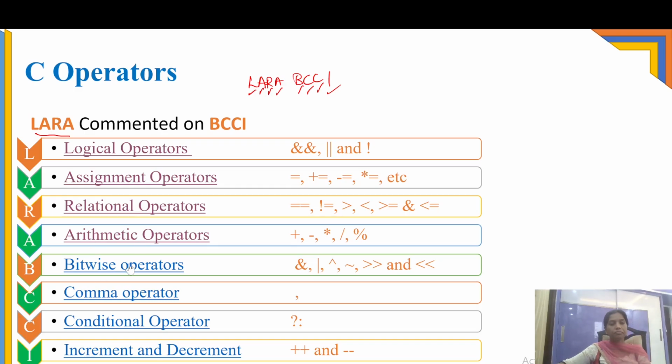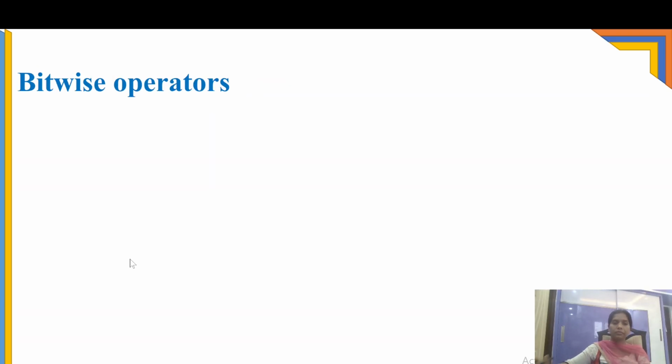Next, bitwise operators. Bitwise and, or, not, left shift, right shift. These are the different bitwise operators. We have seen and in logical operators also, right? Here also and, bitwise and. So then what is the difference between logical and bitwise and? The name itself says bitwise.